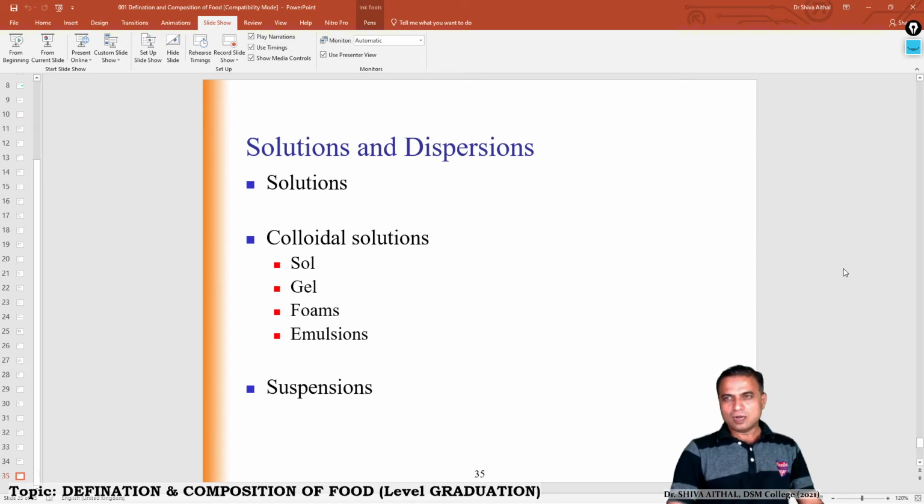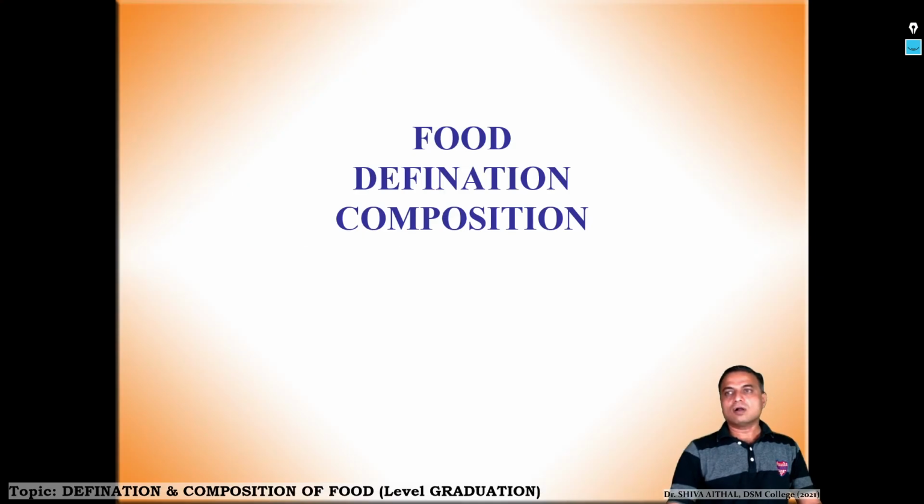So this is all about the definition of a food and the composition of a food. This is the first chapter in food microbiology.